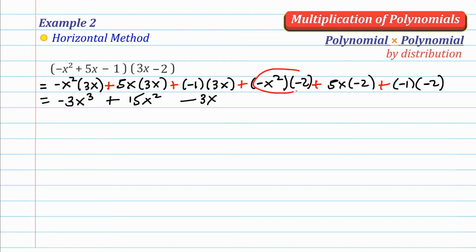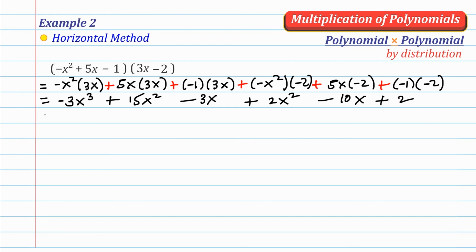Next, negative x squared times negative 2. Negative times negative is positive. And then 2 times x squared is 2x squared. Next, 5x times negative 2 we know is negative 10x, or it's the same thing as simply minus 10x. And finally, negative 1 times negative 2 is positive 2. So you write positive 2.